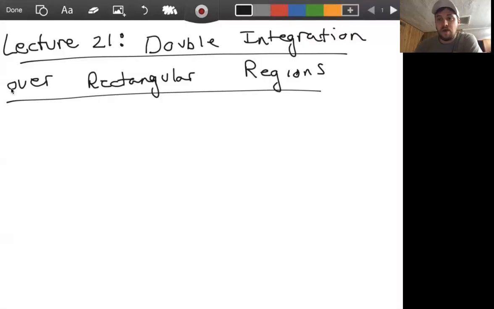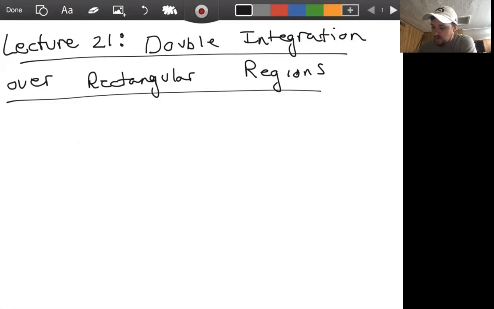Now that we've explored a lot of different topics and applications involving multivariable differentiation, like partial derivatives, tangent plane approximations, chain rule, optimizing with Lagrange multipliers, gradient, directional derivatives, all these sorts of things, we want to explore integration in just as much detail as well, right? We now want to talk about integration of multivariable functions.